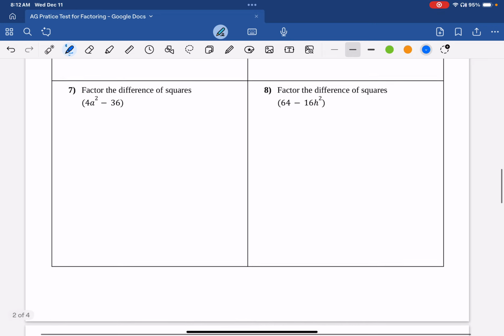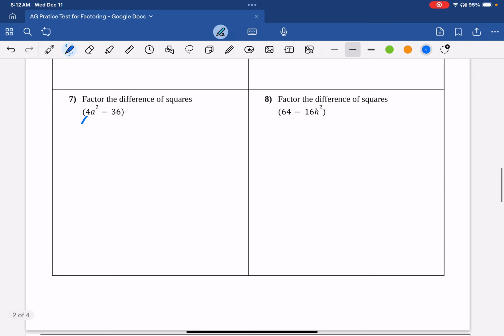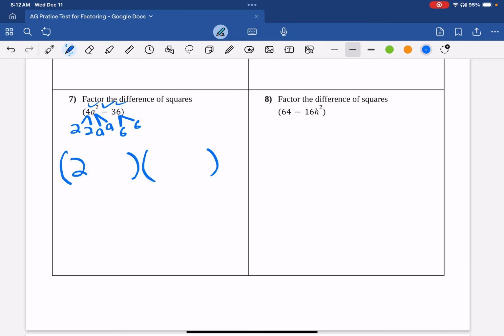Number 7, we have 4a squared minus 36. 4 is a square number. It's 2 times 2. a is a square term. It's a times a. And 36 is the square term of 6 times 6. We also have a subtraction sign. So we have met all the criteria to use our difference of squares method. So we set up our double parentheses, and we have 2 plus 6a in one set of parentheses, and 2 minus 6a in the other set of parentheses. So we used all of our factors in our two sets of parentheses.